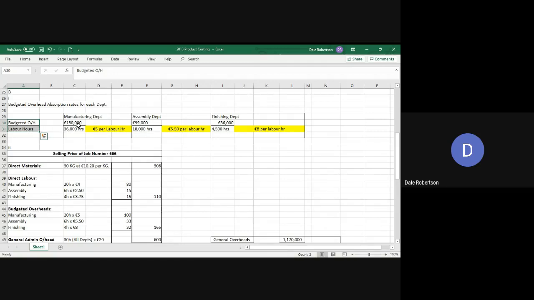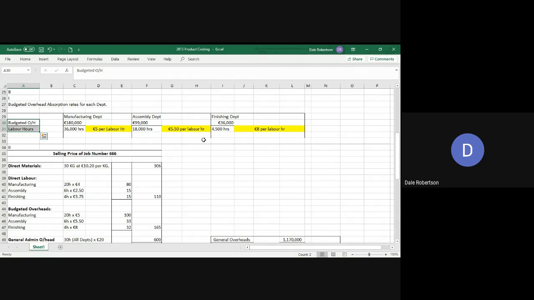So you take your 180,000, which is your budgeted overheads, and you divide it by your expected or budgeted labor hours, and you're going to get €5 per labor hour. You do the same for the assembly department. It's 99,000 divided by 18,000 gives you 5.50. And the finishing department is 36,000 divided by 4,500 to get €8 per labor hour. Now it's important we understand that those are the overheads, like electricity, insurance, rent, and rates. The total overheads expressed as an hourly rate per hour.